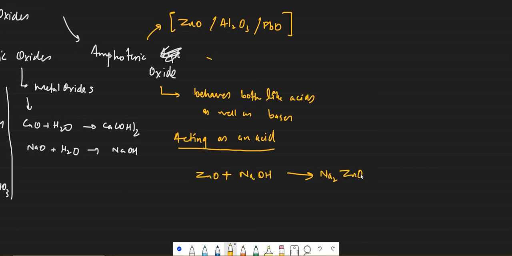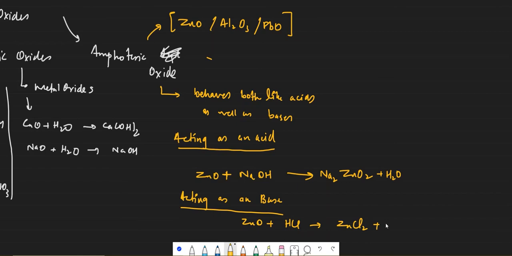If I have to check whether it has the capability of acting as a base, I'll have to react zinc oxide with an acid. Again, salt and water will be formed like this. Okay, so that's what amphoteric oxides are.